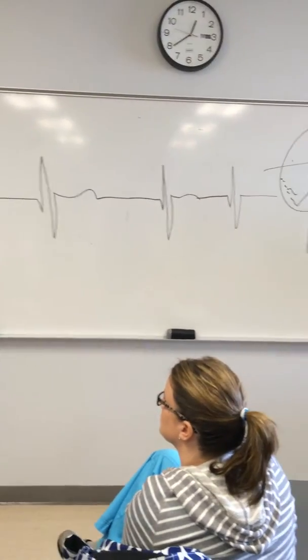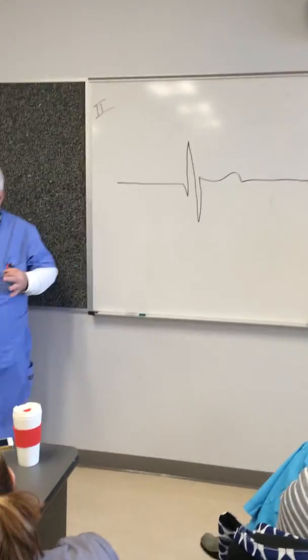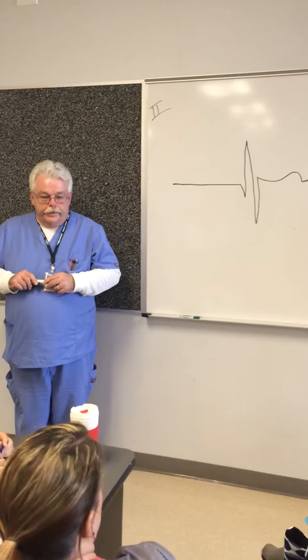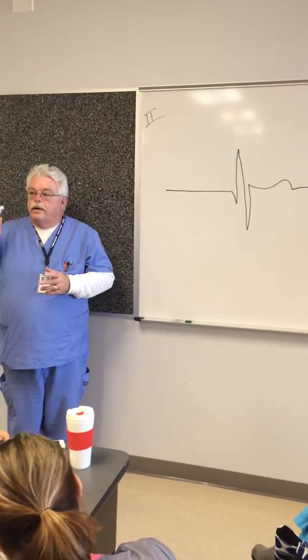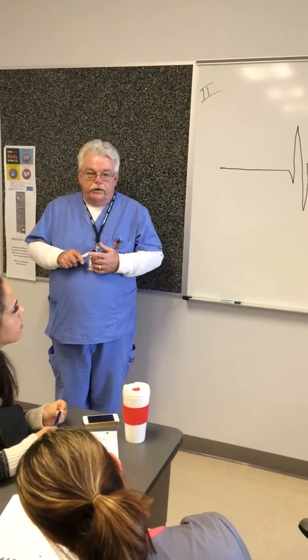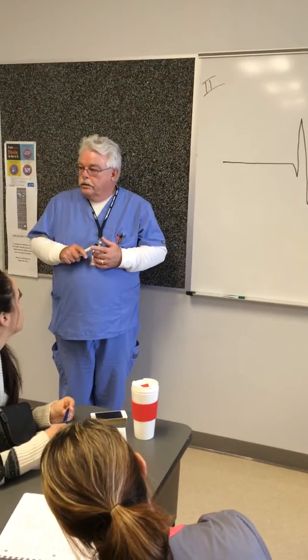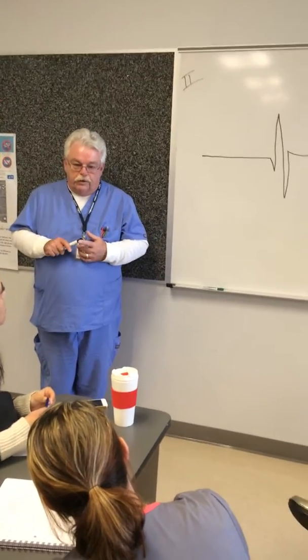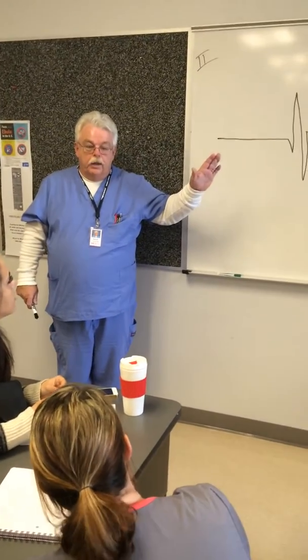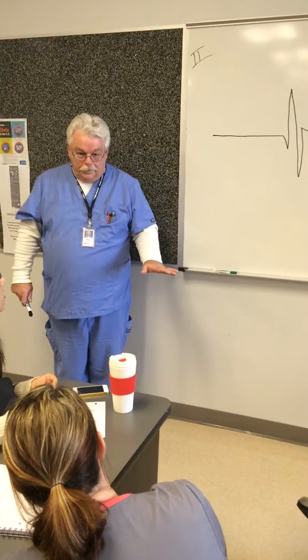What's the third question? Is there a P wave before the QRS? No. The rate is between 40 and 60. Remember we talked about inherent rates. What's the inherent rate of the AV node? 40 to 60. This rate is between 40 and 60. Do you have a P wave? No. Junctional rhythm.